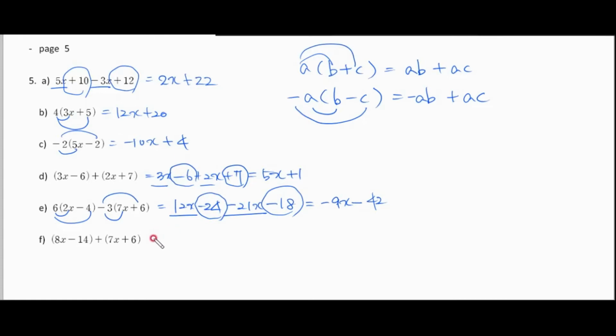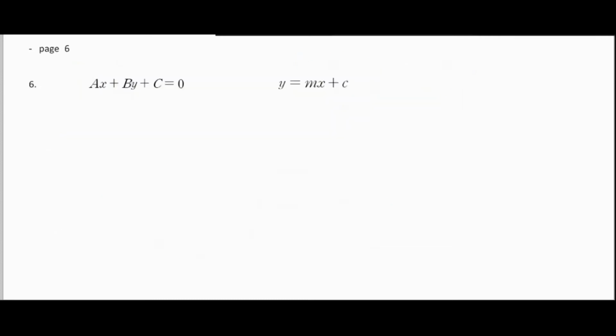And it's the final question. So let's expand the parentheses. 8x minus 14 plus 7x plus 6. Since it's just plus, we can expand it out easily. And again, x with the x, number with the number, 15x, minus 14 plus 6 will be minus 8. Equation number 5 like this.